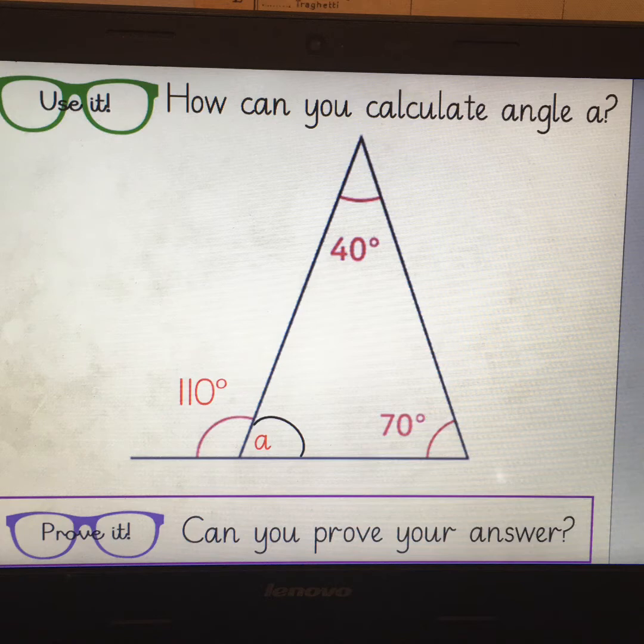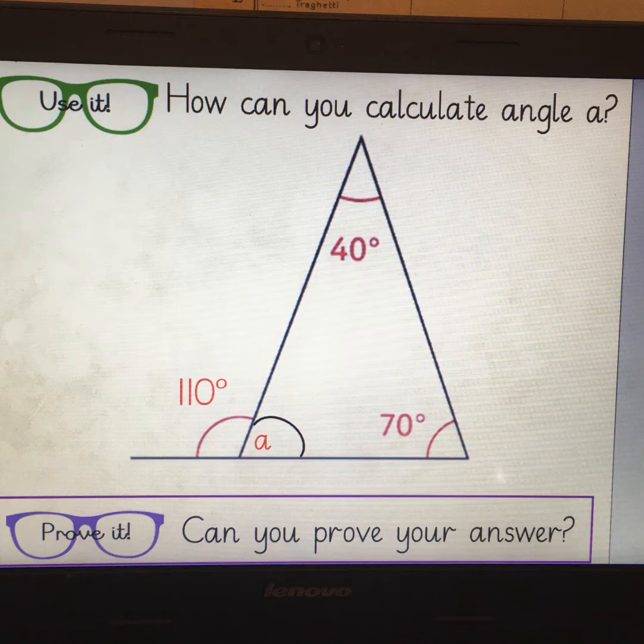What do I know about a triangle? Well, I know that a triangle has got 180 degrees inside it. Right, if I know that then, I know that the top degree is 40, the second angle is 70. I'm going to add those together, which is 110. Then I'm going to take that away from 180. So 180 take away 110 is 70. So that tells me that A is 70 degrees.